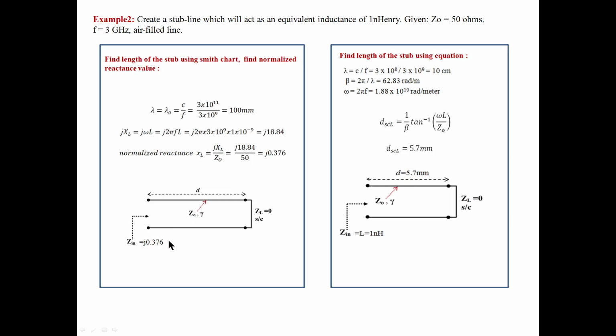Okay, 0.376 is the reactance needed to get the 1 nanohenry. So what we have to get is a length. Just as we did, we found the reactance and normalized it. I want this much reactance. What is the length of the line?